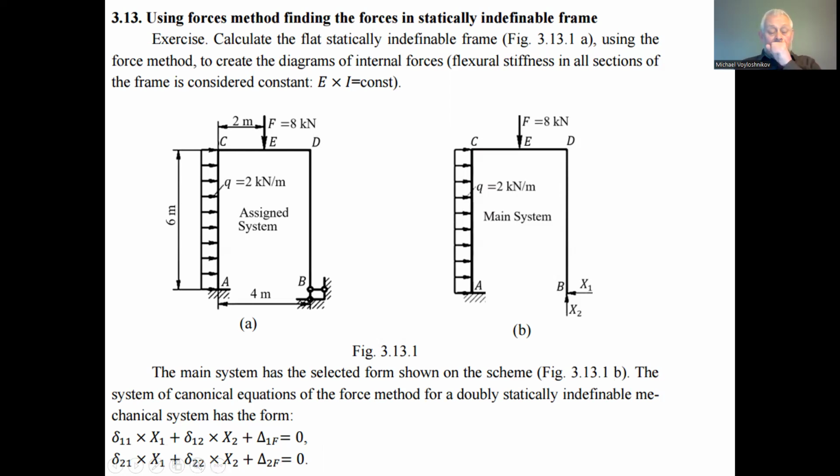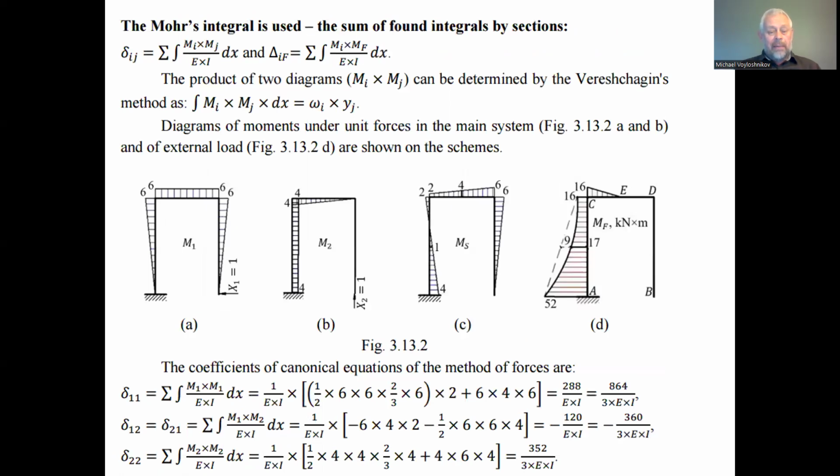And, sorry, delta 2F is the free summand, the displacement in the direction of application of the second force at the action of the external load. As external load, we have the concentrated load 8 kilonewton and the distributed load over 6 meters of 2 kilonewton per meter. So, finding the factors in the canonical equations of the force method.